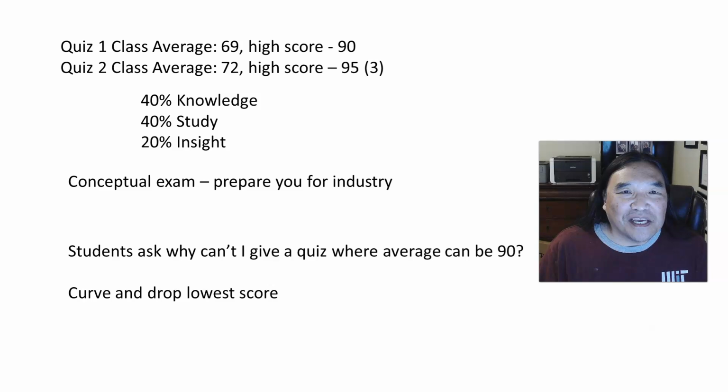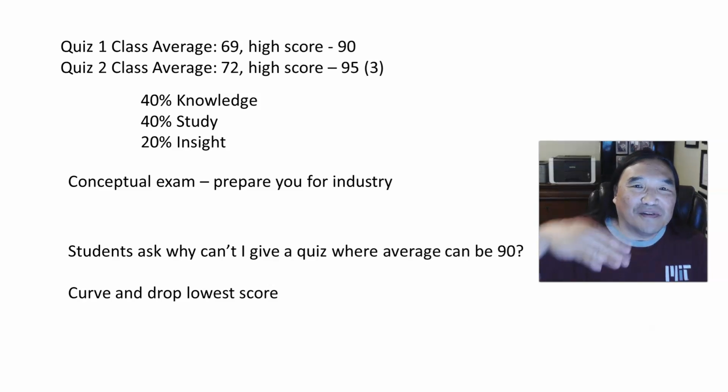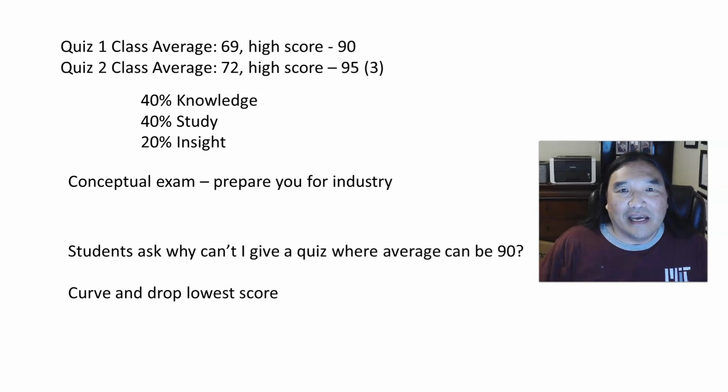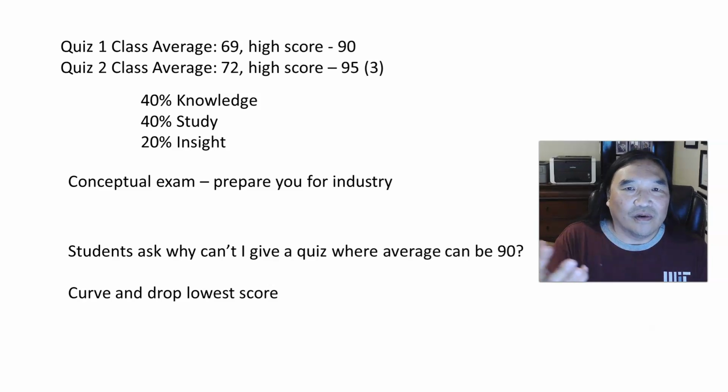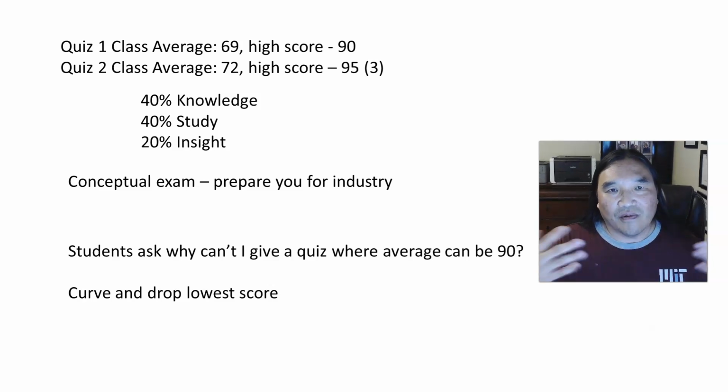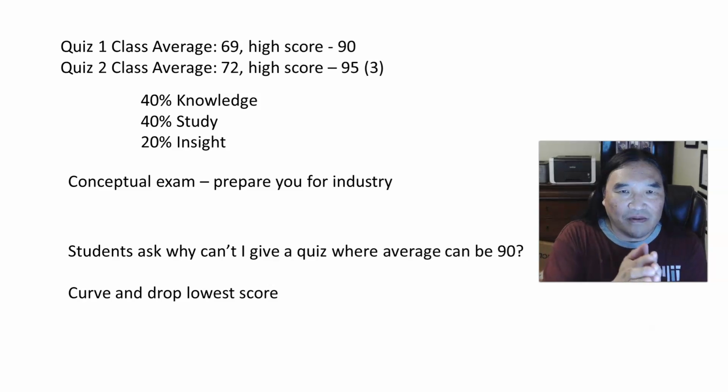But in order to get an average of 90, it means you have to give a quiz where the potential is everybody can get 100. And the problem with when you lower the bar that much is you can't tell who knows what's going on and who doesn't know what's going on. And by making a harder quiz, this is my opportunity to be able to separate all of you. And that's why the quizzes tend to be harder.